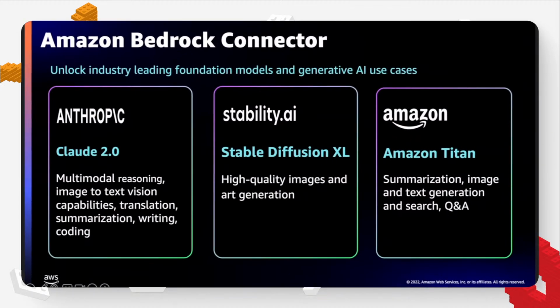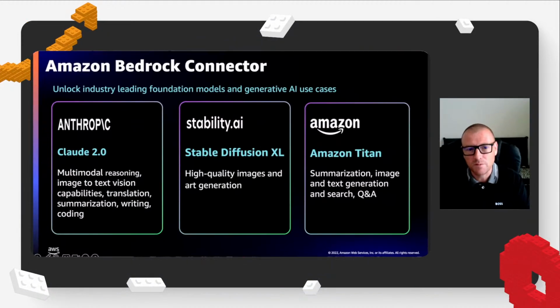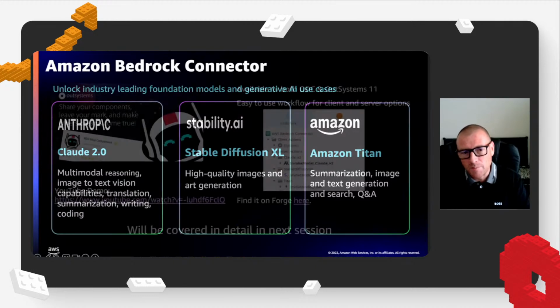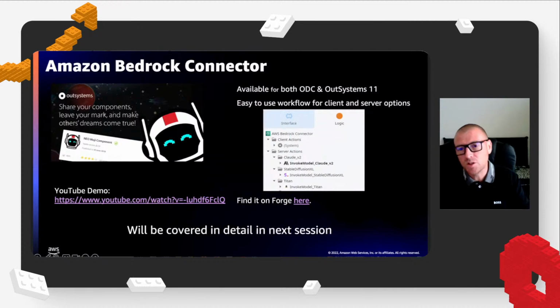And of course, Amazon has our own models. If you want to use Titan, there's summarization, image, text generation, search, questions and answers. All of these are also available within the Amazon Bedrock connector within the OutSystems platform. As I mentioned already, we can share these slides, and all of these resources will be made available. This is available on the Forge. But the details of how to use this and some of the additional use cases we'll go into in more detail in the next session.